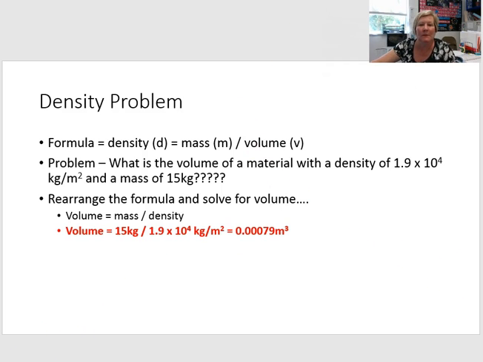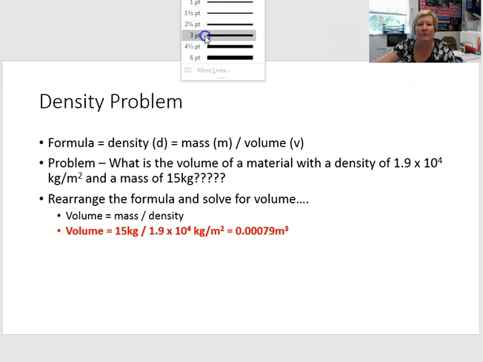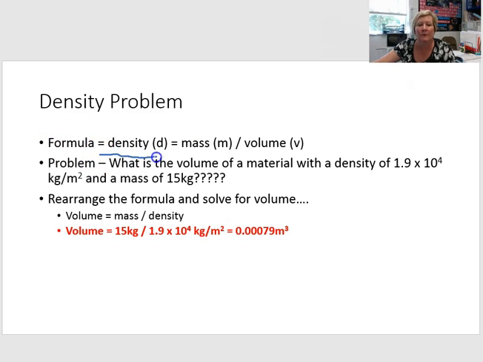Density is mass divided by volume. Here's a formula. And volume is length times width times height. Or you could, in some situations, use water displacement. So here's our problem. What is the volume of a material with a density of 1.9 times 10 to the 4th kilogram per meter squared and a mass of 15 kilograms?